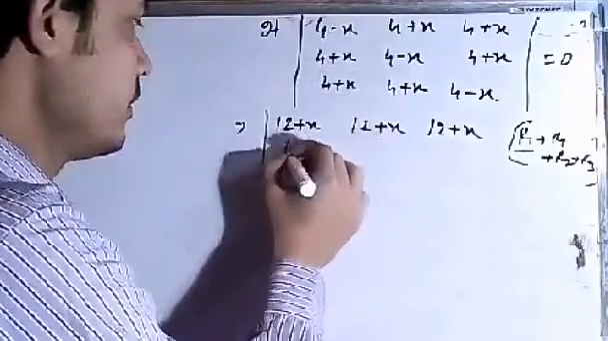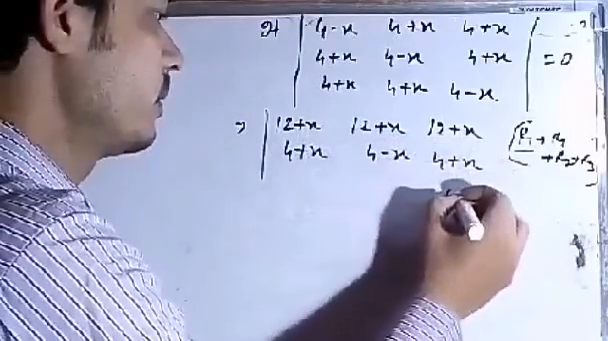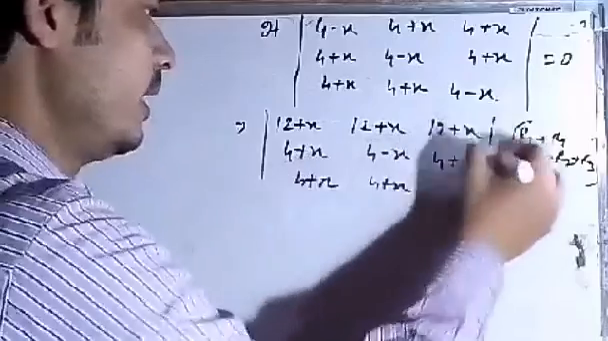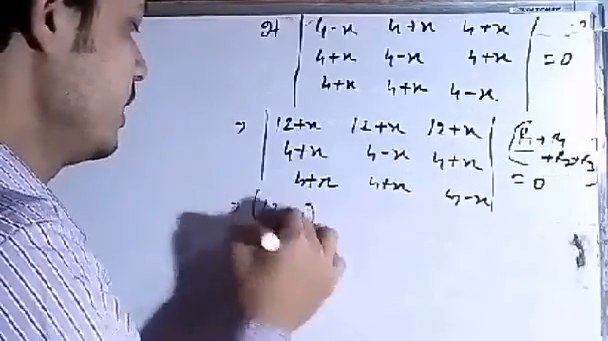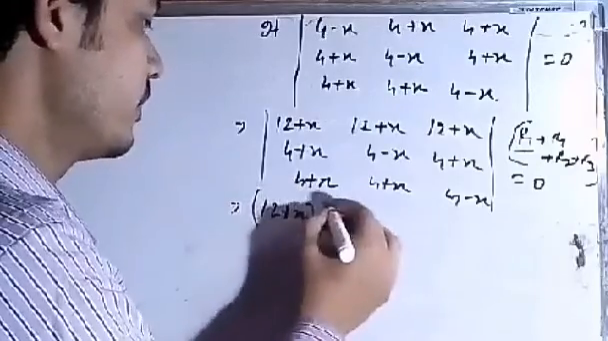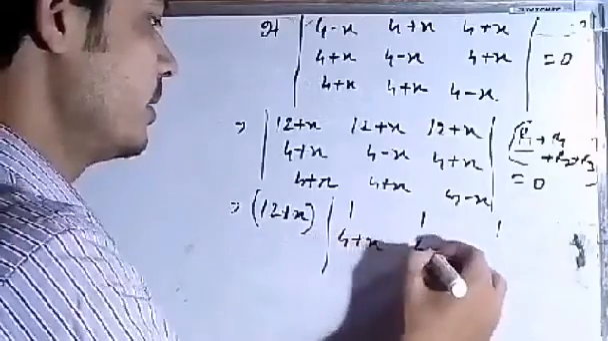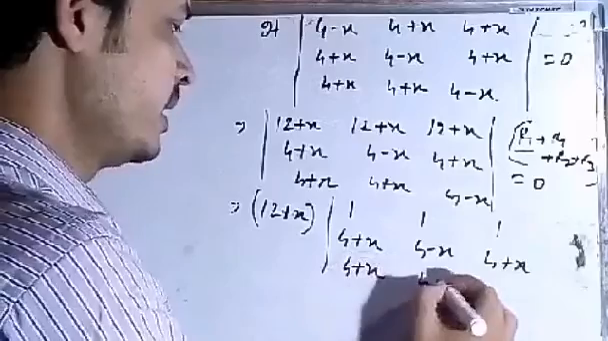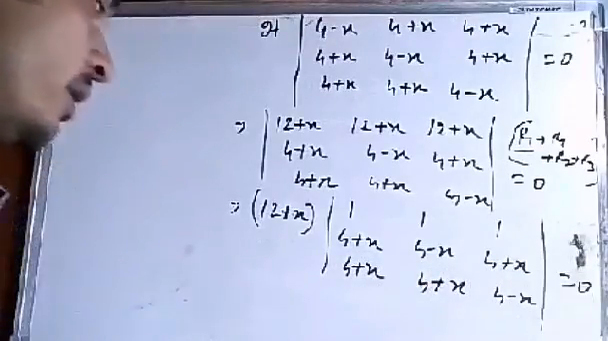Now the others are 4 plus x, 4 minus x, 4 plus x, 4 minus x. This is 4 plus x and this is 4 plus x. This is equal to 0. So we have 12 plus x out of the determinant, as it's common from the first row. So we have the determinant 1, 1, 1. Then we have 4 plus x, 4 minus x, 4 plus x. Then we have 4 plus x, 4 plus x, 4 minus x. This is equal to 0.